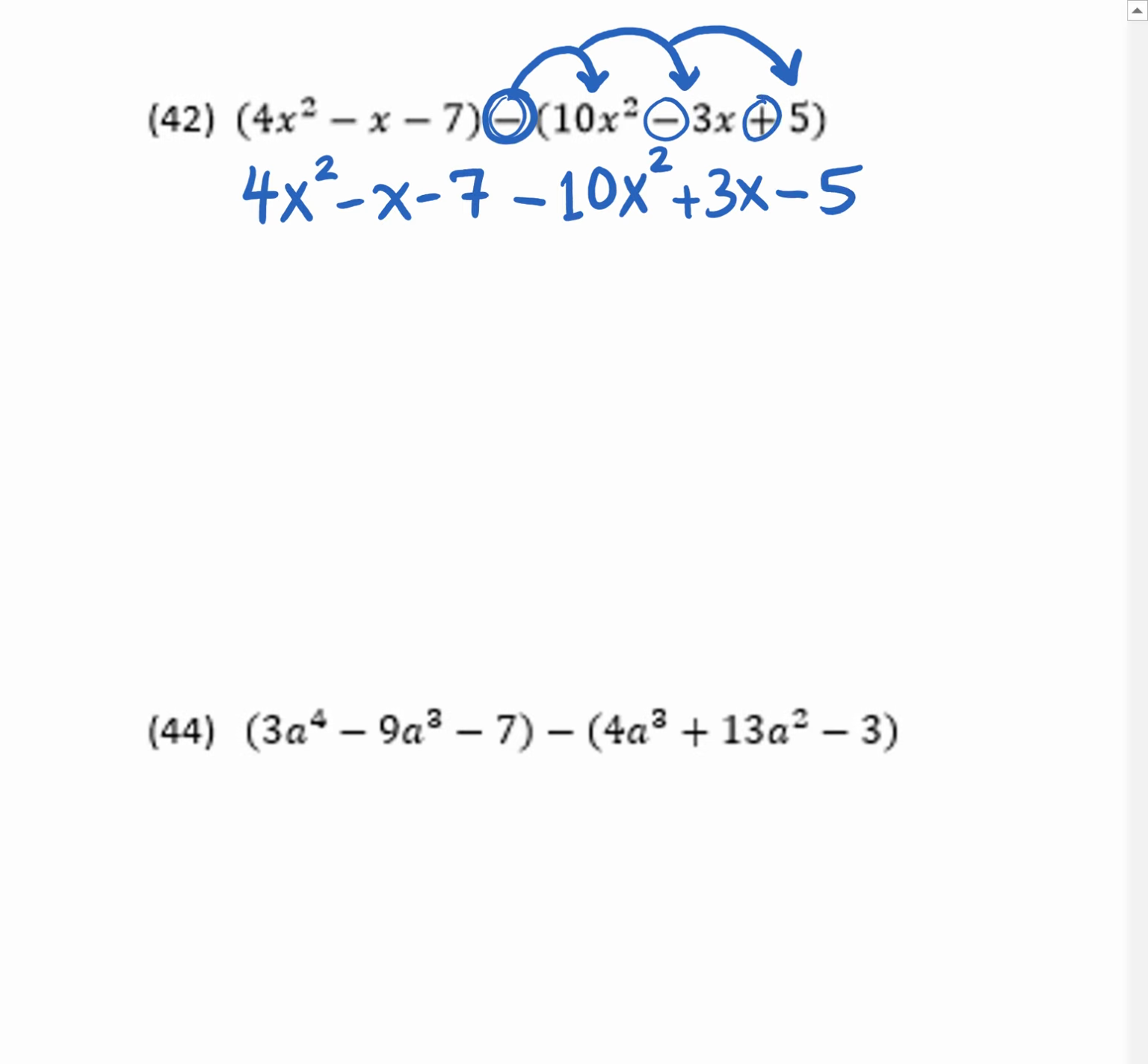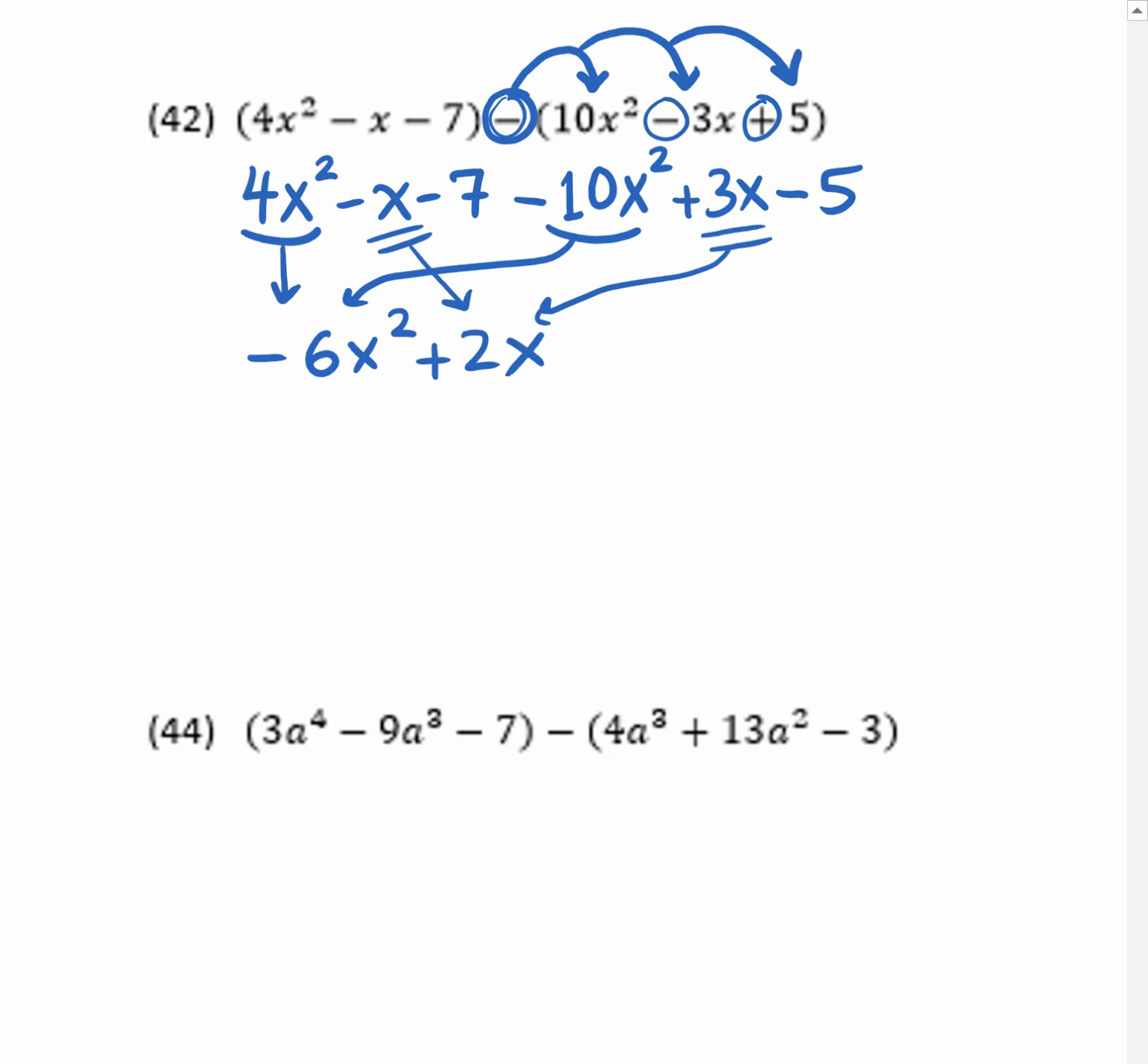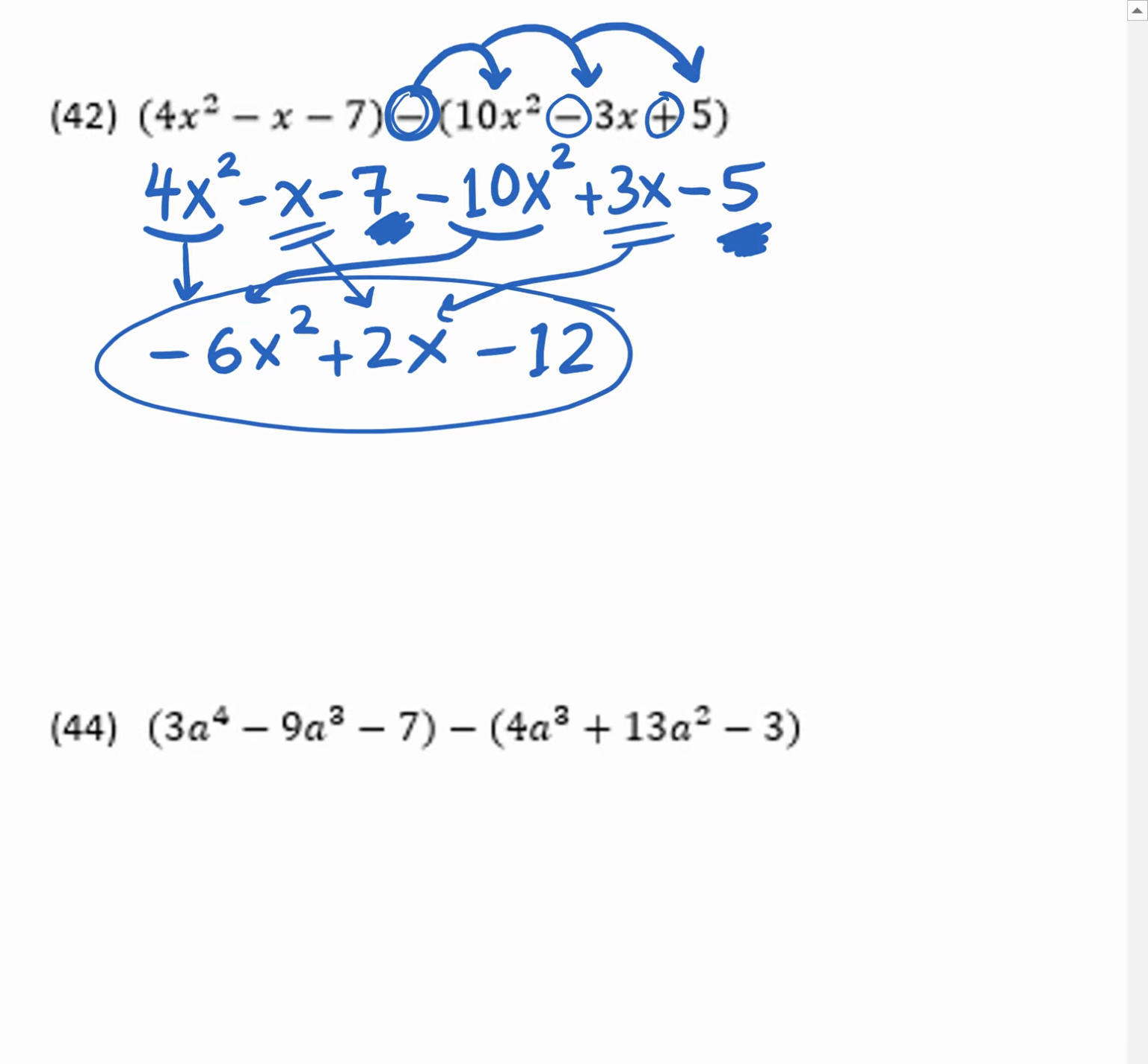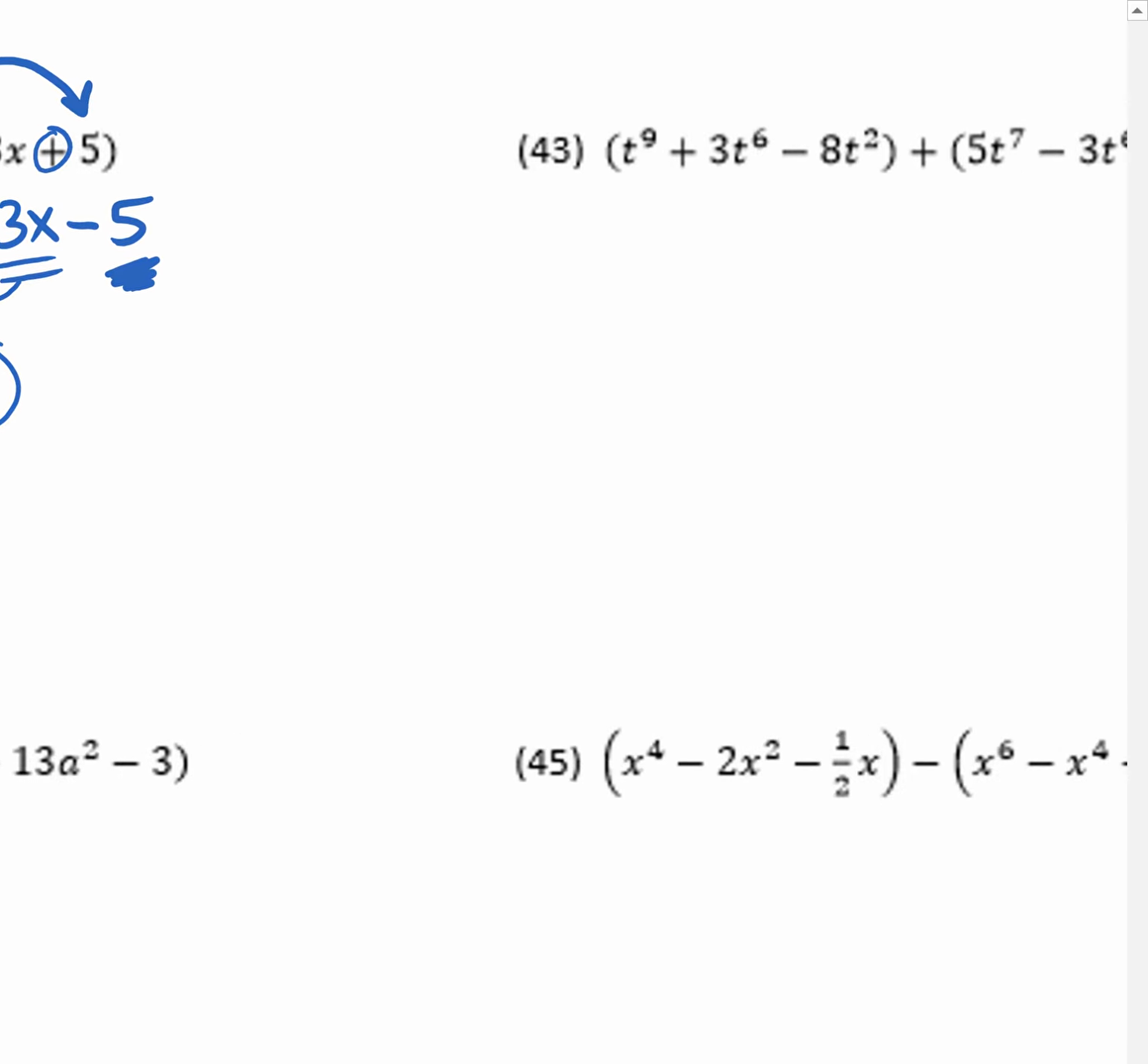And now I just look for like terms. I see 4x squared minus 10x squared. That'll make negative 6x squared. Then we have negative x plus 3x. That's like negative 1 plus 3. That's 2x. And the last ones, we've got negative 7 and negative 5. Those make negative 12. Beautiful. And that's in descending order of powers. Good. Okay.